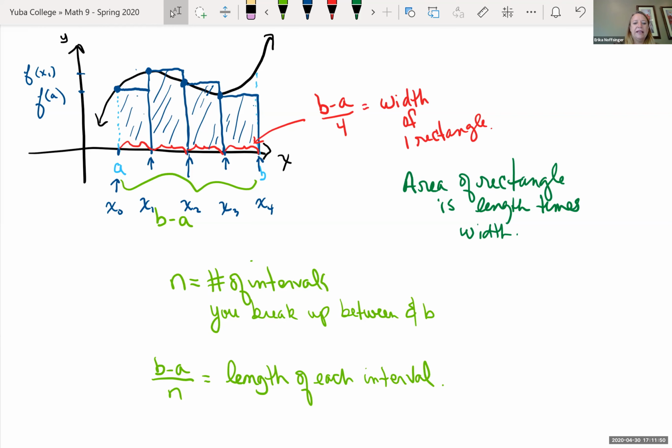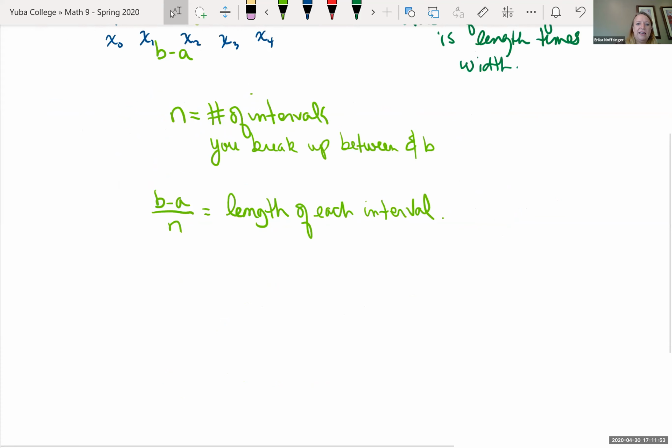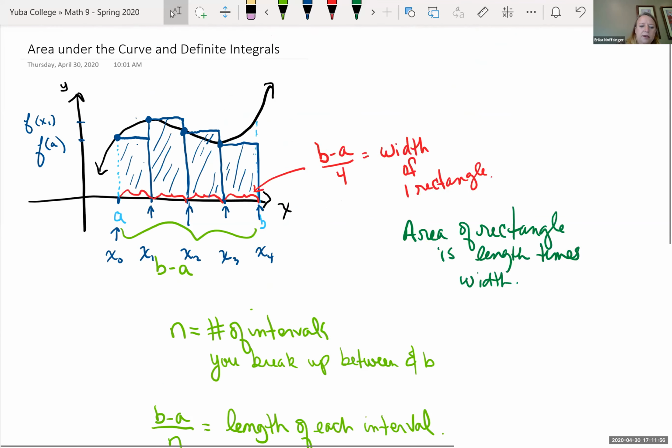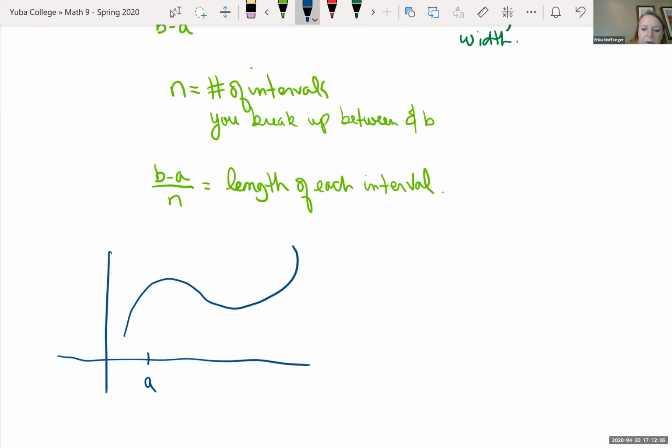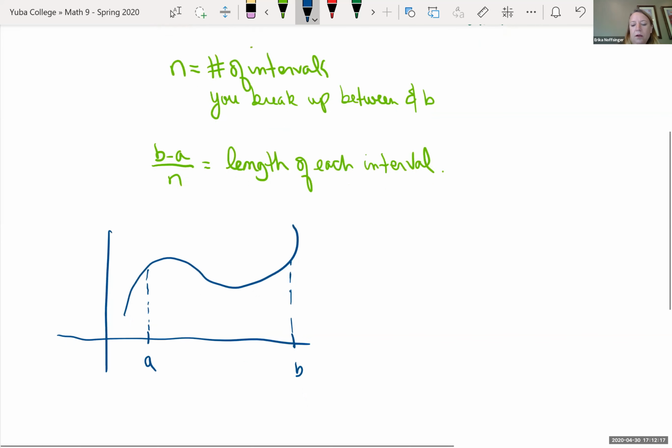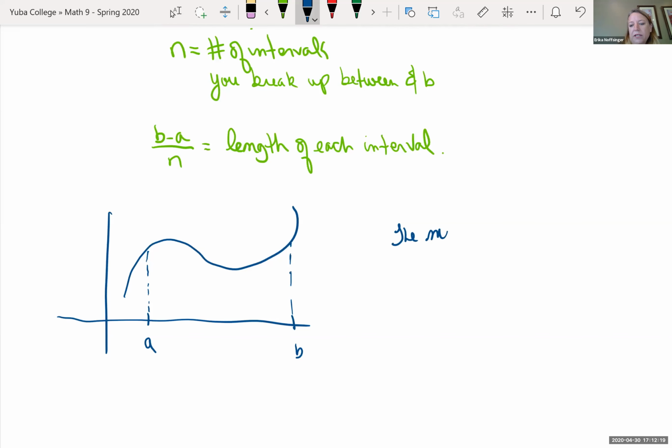Okay. Let me just rewrite that curve. Again, we've got some value a and some value b. We want to split it up so that we can find the area under this curve. So the more rectangles, the better the estimate.